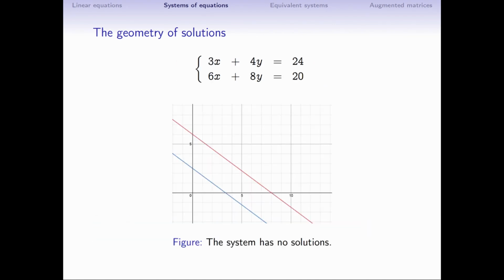For our last example, let's consider a set of two equations in the unknowns x and y. Our first equation is 3x plus 4y equals 24, and our second equation is 6x plus 8y equals 20. Now in this case, each of these is a line in two-dimensional space, and it turns out that these lines are parallel. In fact, they will not intersect at all, and so this system has no solutions.